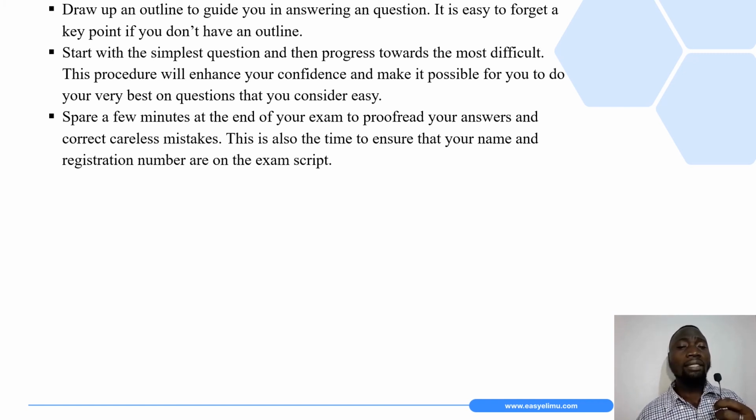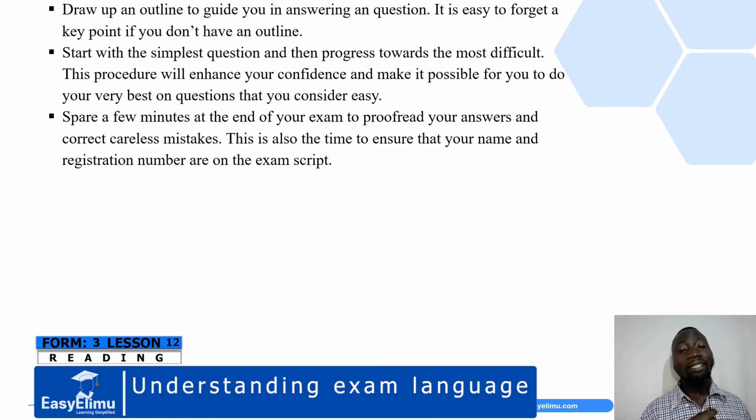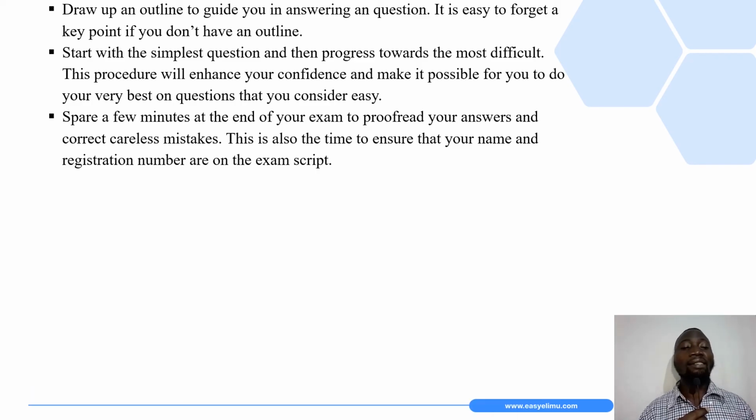On to the last thing that we are supposed to do when tackling questions: spare a few minutes at the end of the exam to proofread the answers and correct careless mistakes. This is also the time to ensure that your name and registration number are on the exam script.